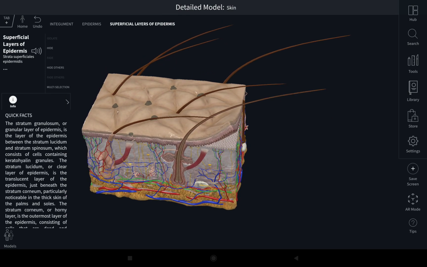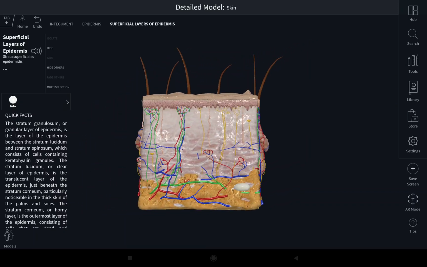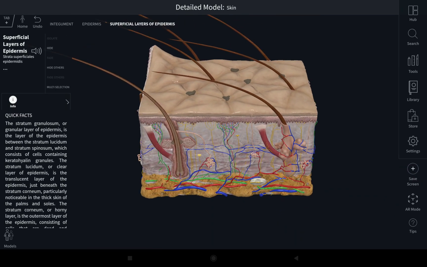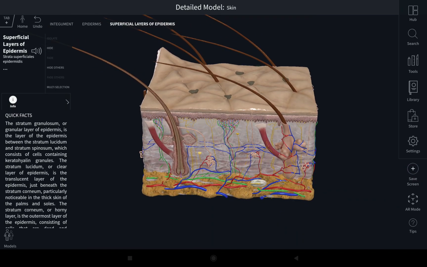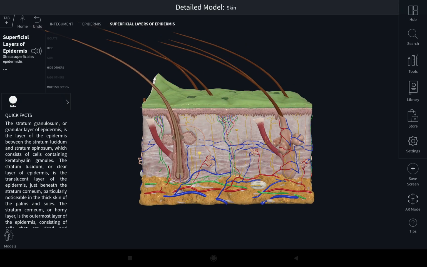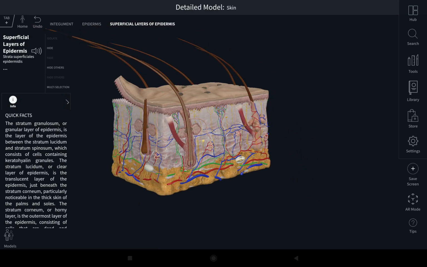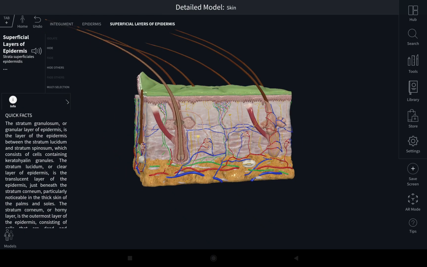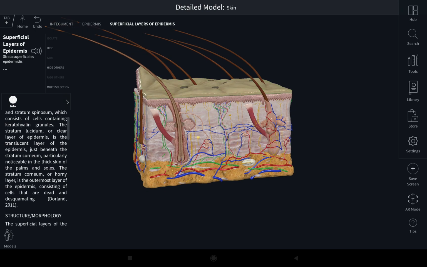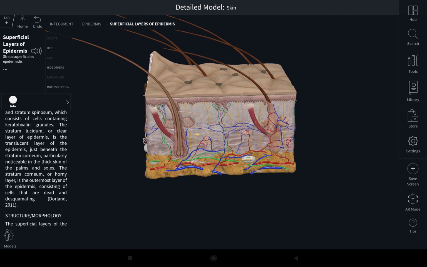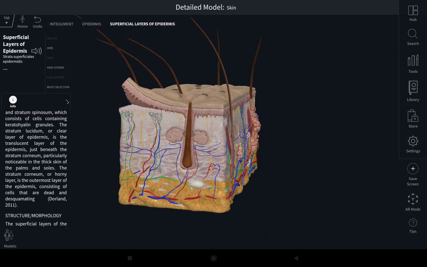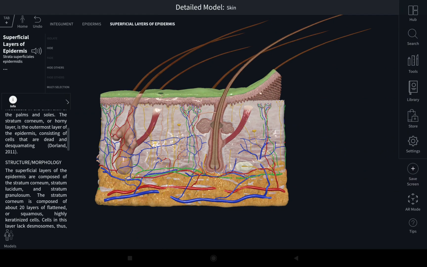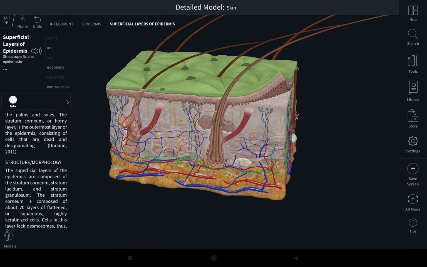The stratum granulosum or granular layer of epidermis is the layer of the epidermis between the stratum lucidum and stratum spinosum, which consists of cells containing keratohyalin granules. The stratum lucidum or clear layer of epidermis is the translucent layer of the epidermis just beneath the stratum corneum, particularly noticeable in the thick skin of the palm and soles. The stratum corneum or horny layer is the outermost layer of the epidermis, consisting of cells that are dead and desquamating.